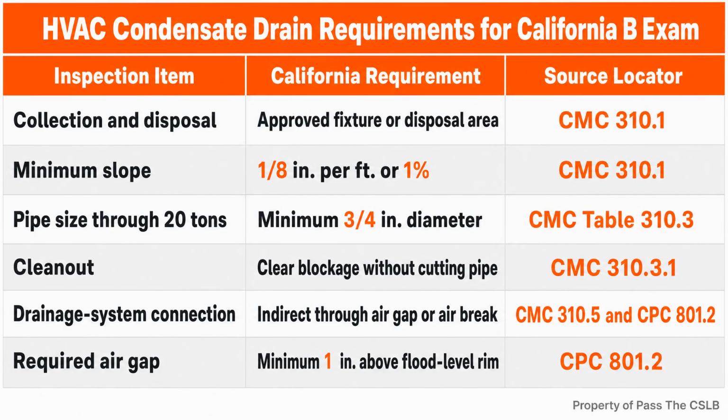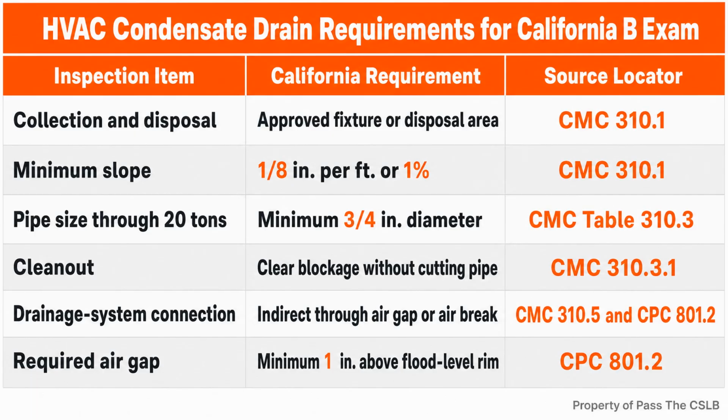An air break is also an indirect connection, but the discharge pipe may terminate below the receptor's flood level rim while remaining above the trap seal. The exact physical arrangement differs from an air gap, yet the important distinction for supervision is the same. Neither method creates a direct sealed connection from the mechanical equipment into the sanitary drainage piping.